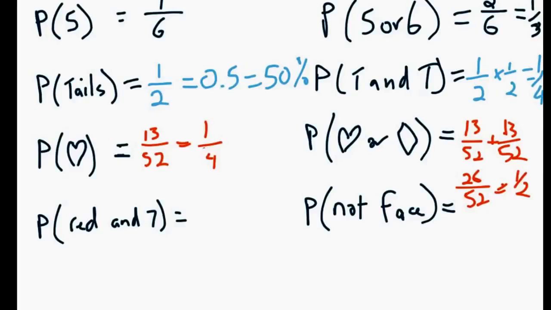So if you're to pick one card out, what's the chances it's a red and a 7? Well, there's the 7 of diamonds or 7 of hearts, so there's only 2 red cards that are 7 out of the 52. And you could reduce that to 1 out of 26.